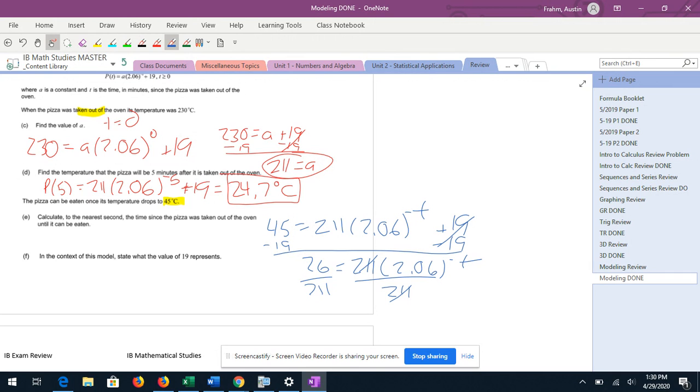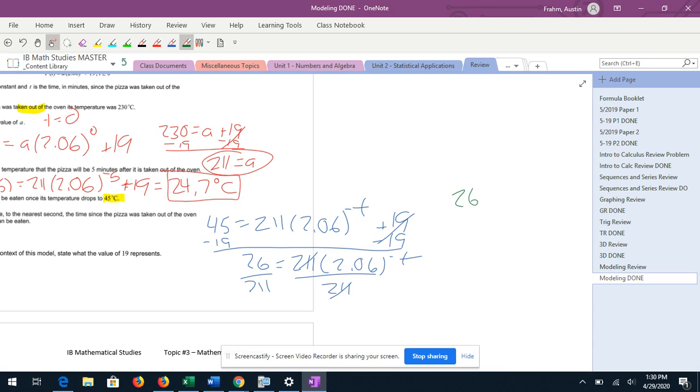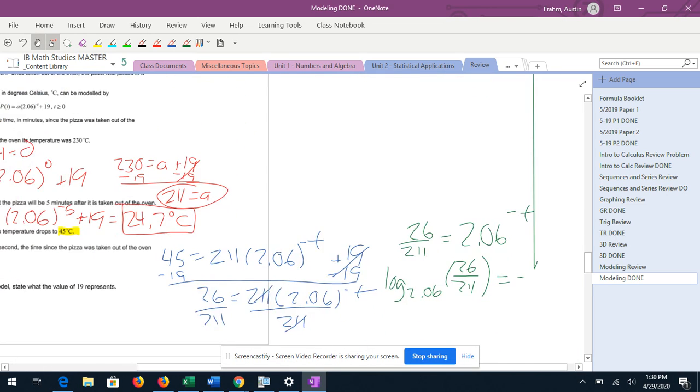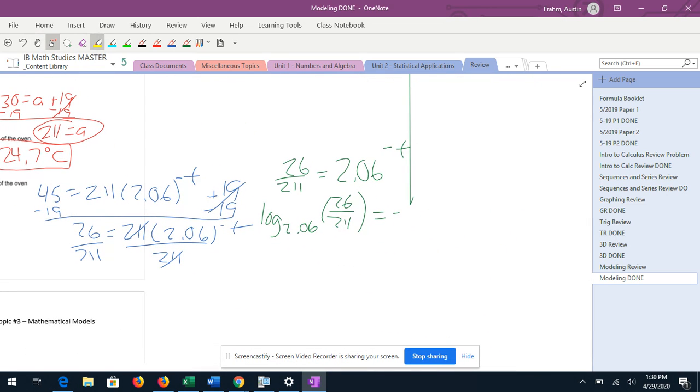Instead of doing that on my calculator, I'm just going to leave it as a fraction for now. So I would have 26 over 211 equals 2.06 to the negative T power. So now, just like problem number 2, we have a variable in the exponent. And how we can get rid of that is by using logarithms. So I can take the log base 2.06 of 26 over 211 to get the T out of the exponent. So that's going to equal negative T.